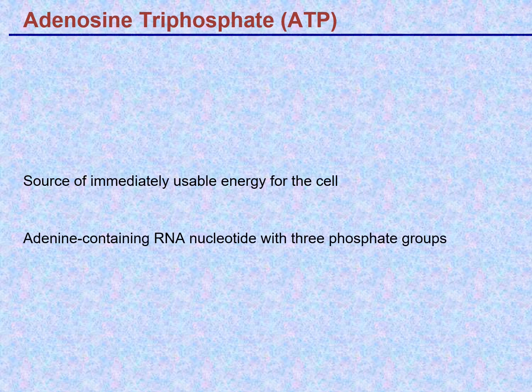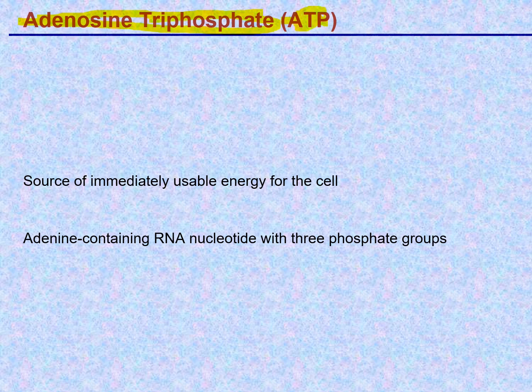I mentioned to you earlier that although nucleic acids certainly are very important as genetic information containing molecules, they also serve other functions. There are other types of nucleic acids that perform other activities. A good example of that would be adenosine triphosphate, also known as ATP, which is a high energy containing molecule.